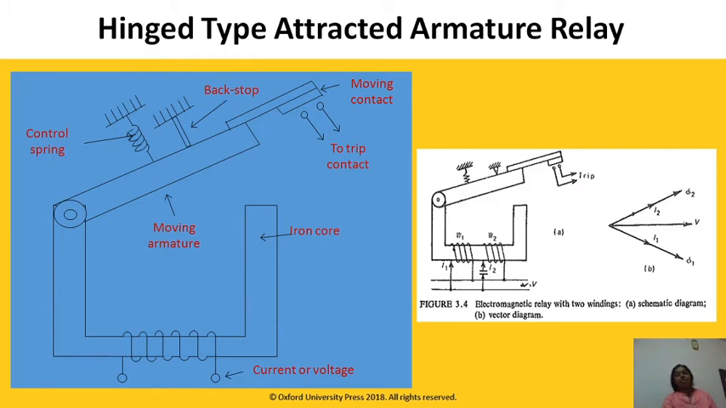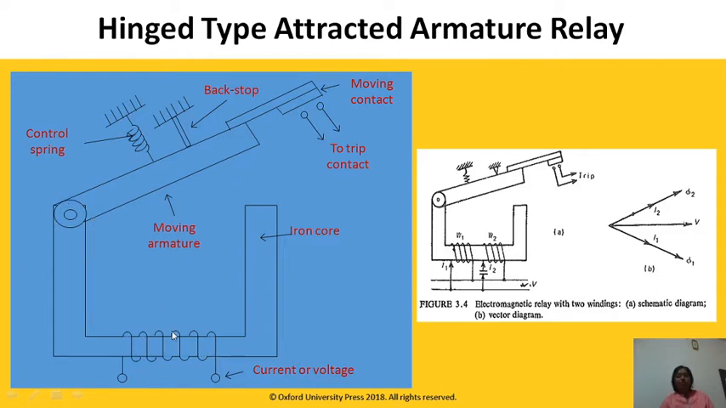Hinge type attracted armature type. This is an attracted armature type, but in this armature one point is hinged, so it is called a hinge type attracted armature relay. The point is hinged. Look here.